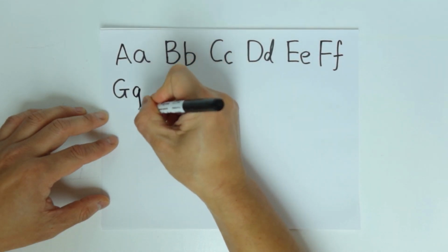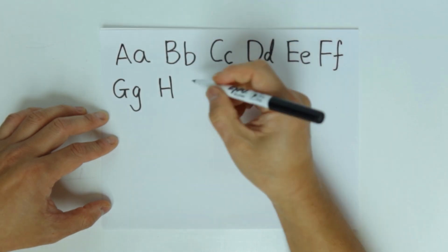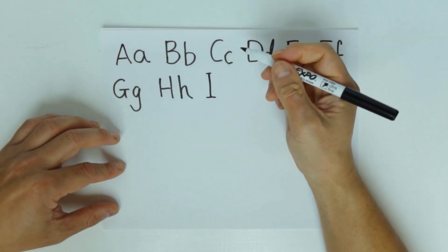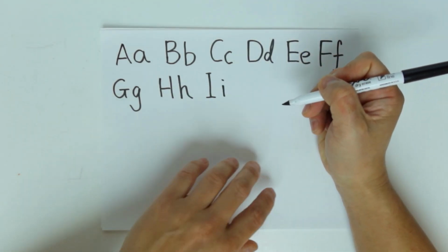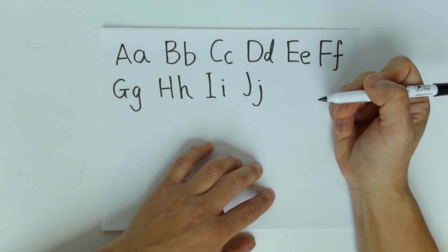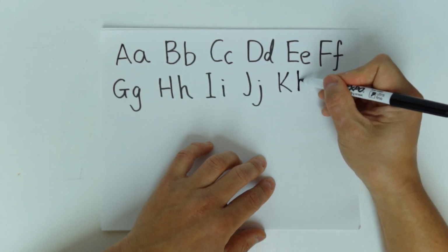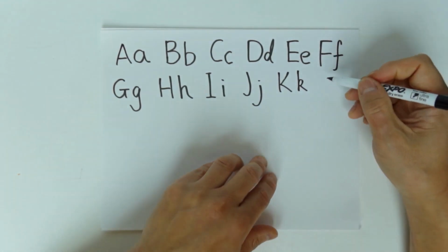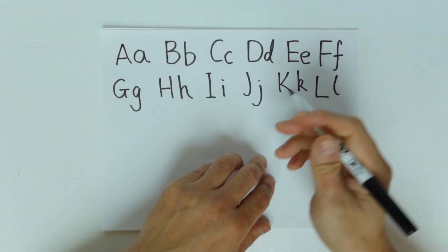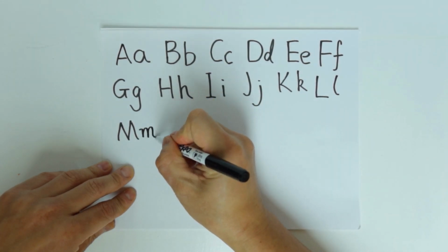Uppercase G, lowercase g. Uppercase H, lowercase h. Uppercase I, lowercase i. Uppercase J, lowercase j. Uppercase K, lowercase k. Uppercase L, lowercase l. Uppercase M, lowercase m.